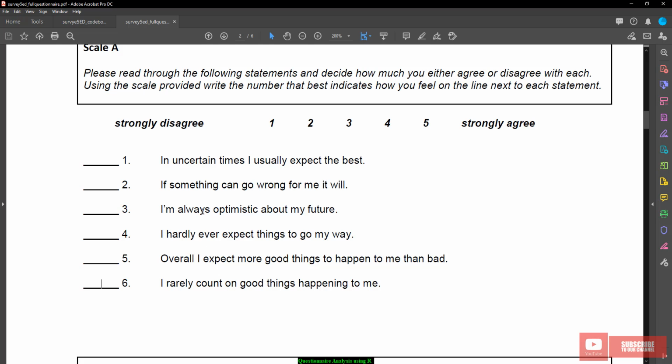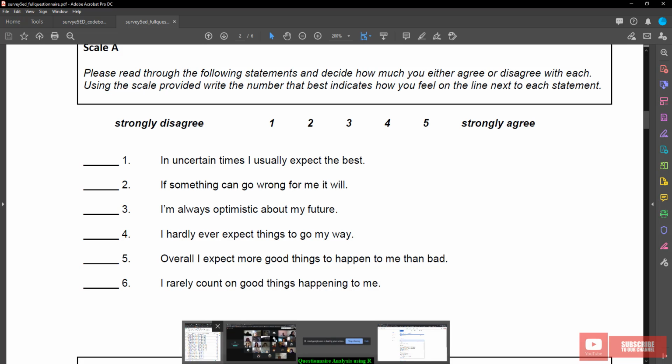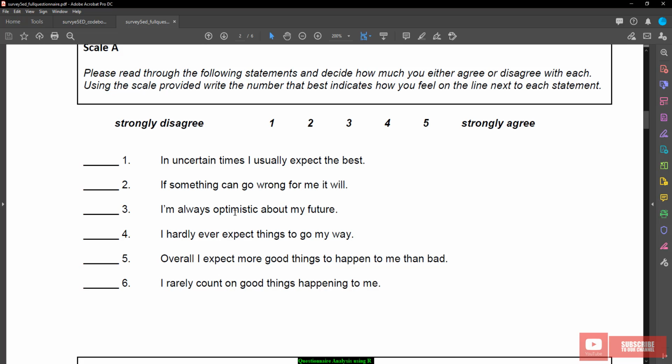Betul tak? Dia tak akan dapat full mark. So what do you need to do? You need to reverse coding this one. Kalau dia jawab 1 bermaksud 5. You need to choose one direction. Either you want to use a positive direction or negative direction. If you want to use a negative direction, then you need to transform all positive direction to negative direction. But if you want to use all positive direction, always easy to analyze lah. So kita convert negative question to a positive.